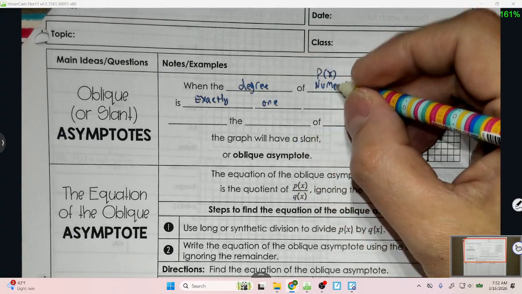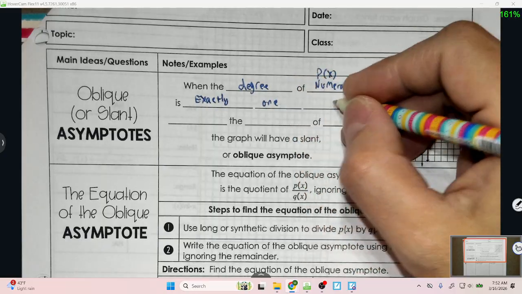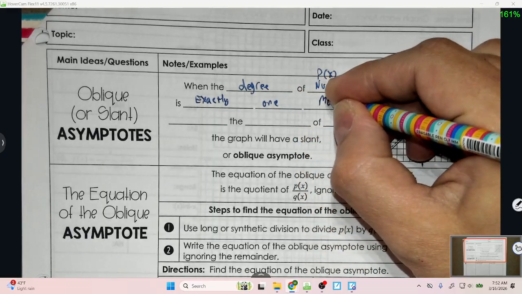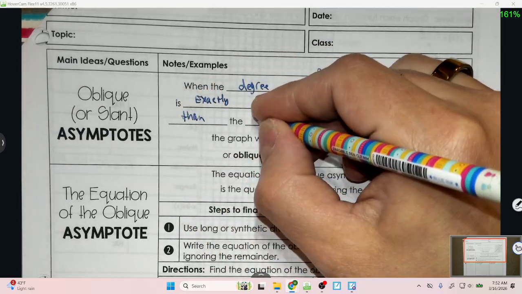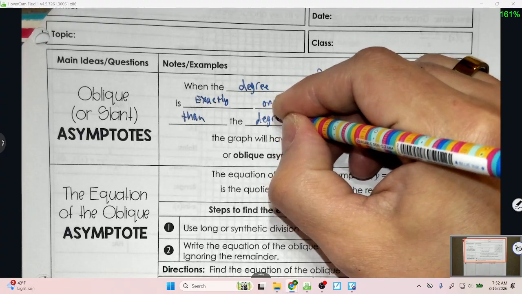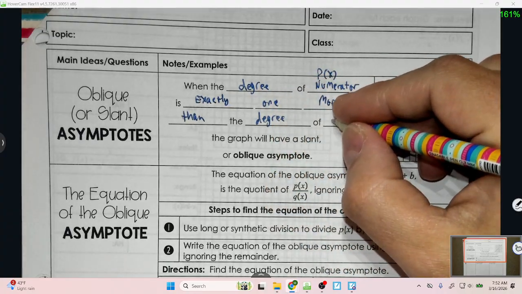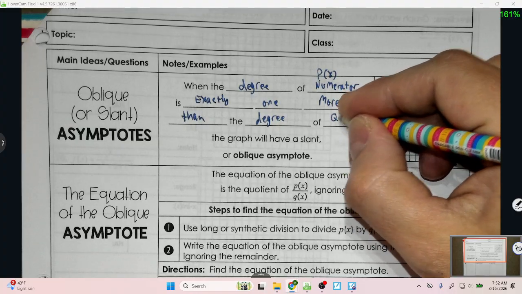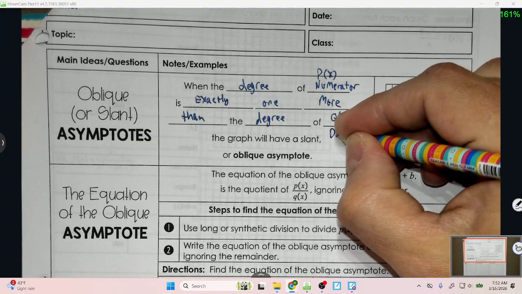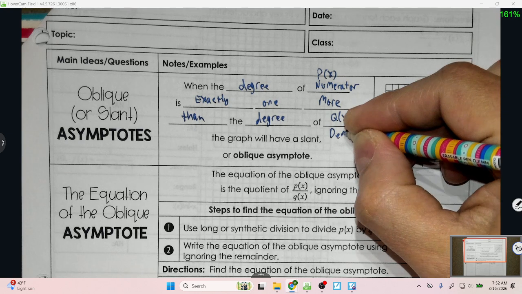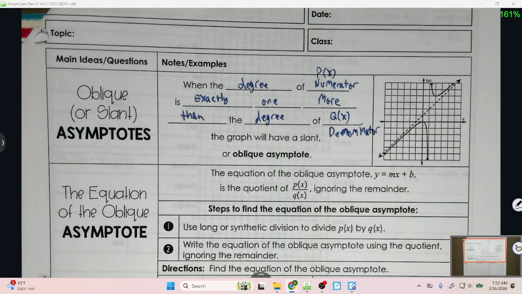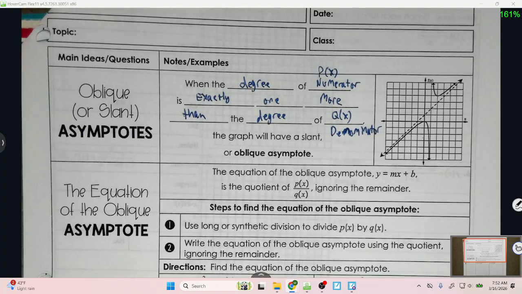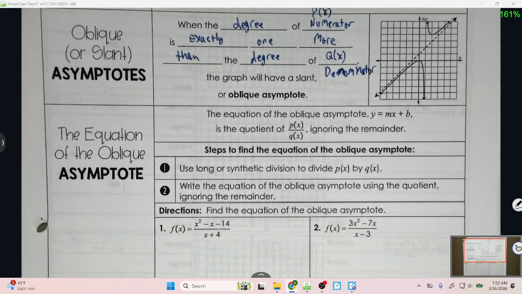I guess when the degree of p of x is exactly 1 more than, because of English, you know what I mean? The degree of q of x, which is the bottom, which is the denominator. So what happens is if the degree of the top is exactly 1 more than the degree of the bottom, let me just show you what I mean.